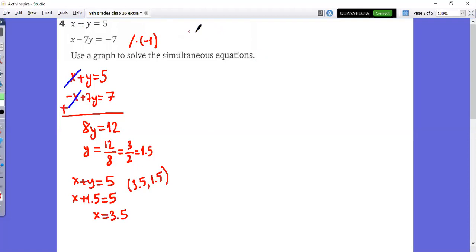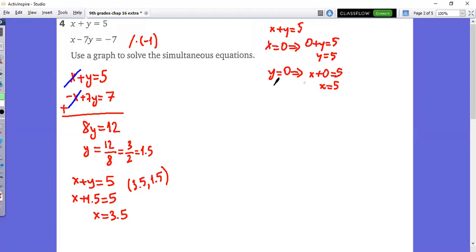Now let's try to graph these two equations. First, x plus y equals 5. If we substitute 0 for x, simply we'll get 0 plus y equals 5. y is 5. In the same way, when we substitute 0 for y, so x plus 0 equals 5, we get x equals 5. The x-intercept and y-intercept are both 5.